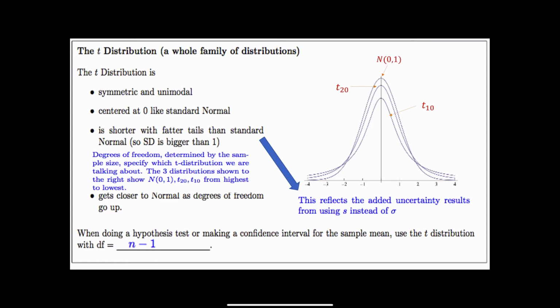So degree of freedom is one of the simplest formulas that we see. We just take the sample size and subtract 1. So like T20 up here, that would have had a sample size of 21.